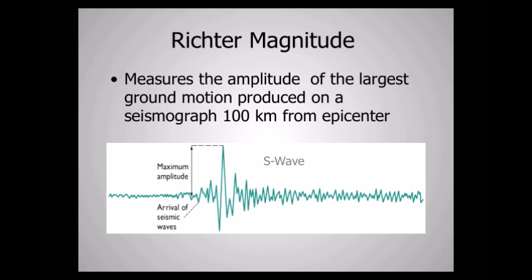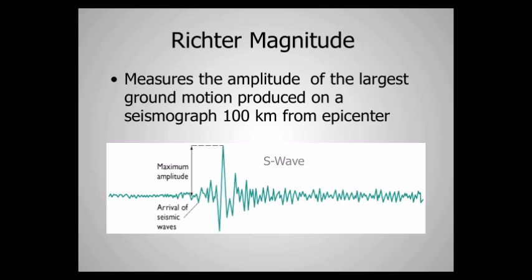An earthquake magnitude scale is a logarithmic scale, and it determines the magnitude of the earthquake by measuring the amplitude of the largest ground motion produced on a seismograph that is 100 kilometers from the epicenter. And so if we're looking at this seismogram and we're seeing the largest displacement, the largest amplitude, amplitude is measured from midpoint to the top of the tallest wave, or midpoint to the bottom of the tallest wave. So that would be amplitude.